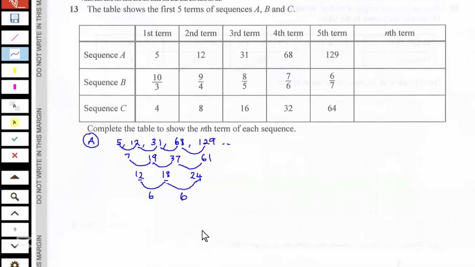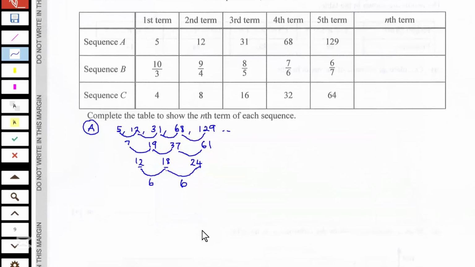So to find the nth term of this sequence, we assume that Tn is equal to n to the power of 3. So if Tn is equal to n to the power of 3, when n is equal to 1, so I have got T1, it means we're going to have 1 to the power of 3, which is equal to 3. But we need 5. So what do I do to 3 to make 5?